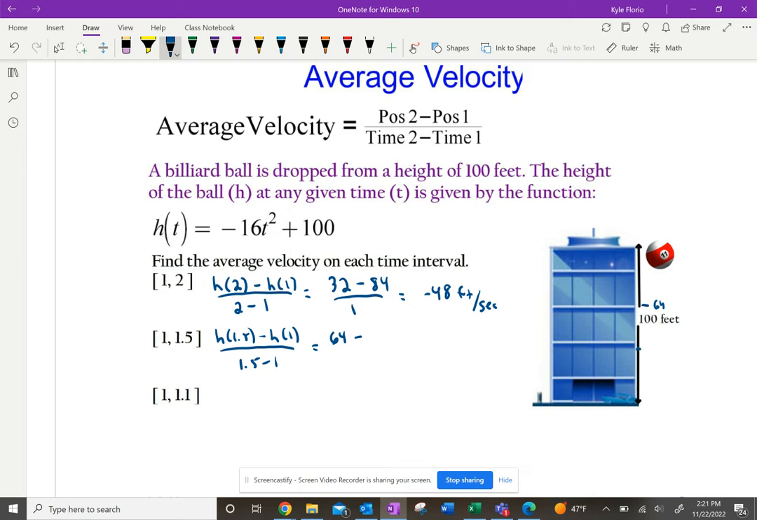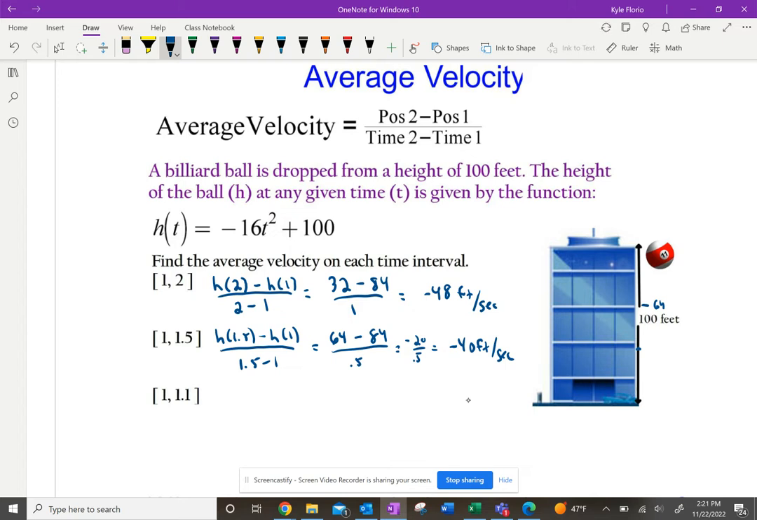Minus after 1 second, you plug in 1 and we get 84 still. So now we divide that by 1.5 minus 1, which is 0.5. So 64 minus 84, that's negative 20. So it's negative 20 feet over the course of a half a second, which is negative 40 feet per 1 second. Okay. So that's the average rate of change between 1 and 1.5 seconds.